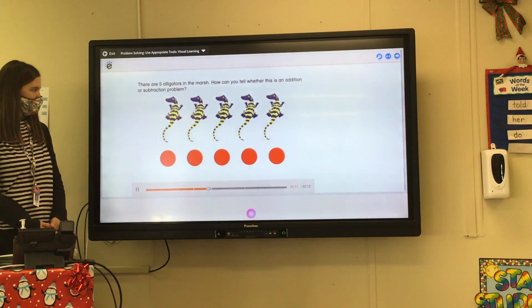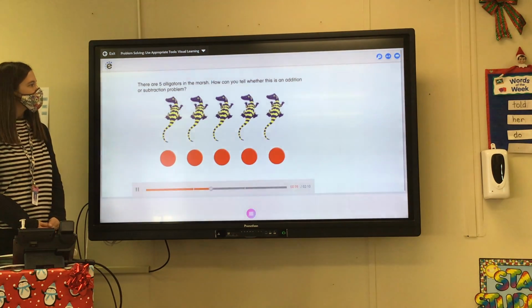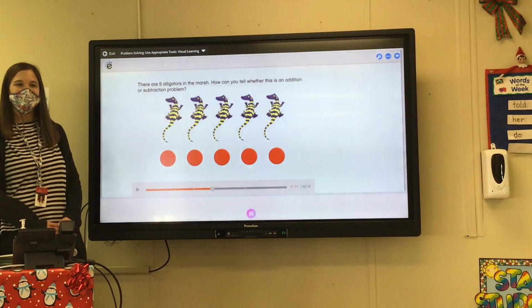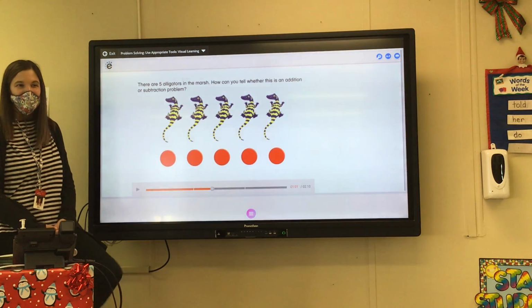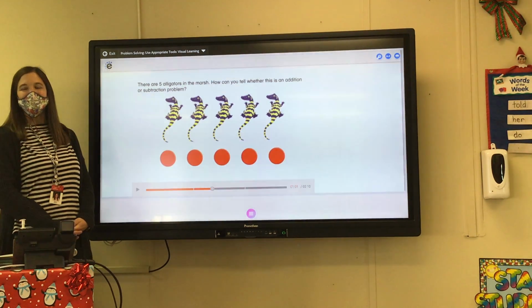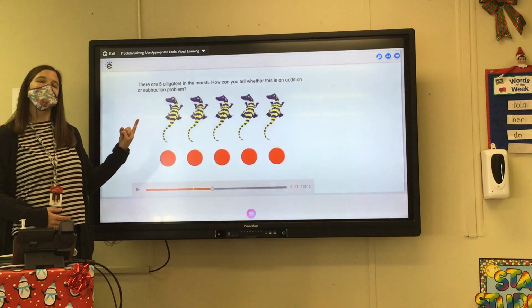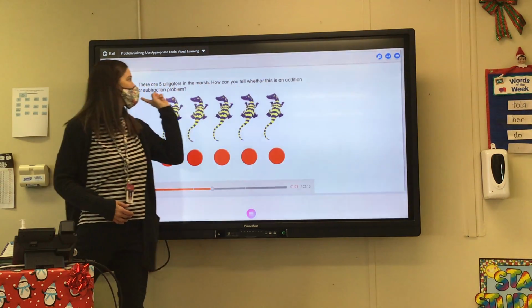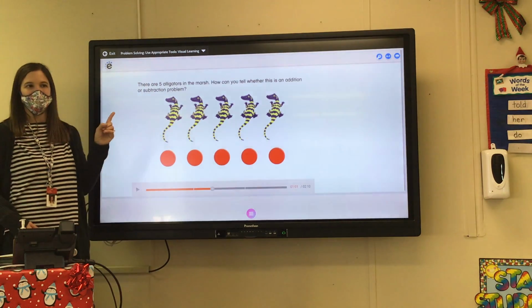How can you tell whether this is an addition or subtraction problem? Ooh, that's a big question. Remember when I said they're going to try to trick us today? Well, we've been talking about subtraction all week long, but did you hear what they just said? How can you tell if this is an addition or a subtraction problem?